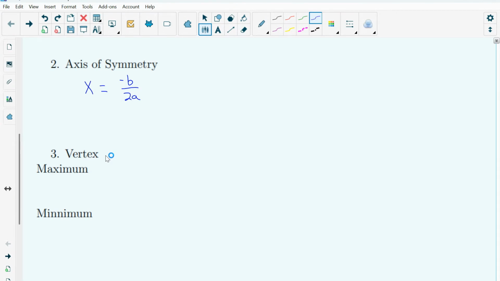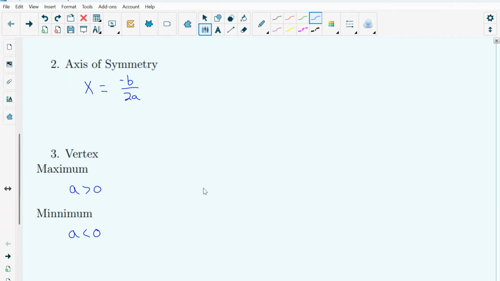The last property we're going to look at is the vertex. So the vertex, we can determine maximum or minimum from our a value. So our vertex is our maximum if a is less than 0, and our vertex is our minimum if a is greater than 0. It all depends on what direction our parabola opens.